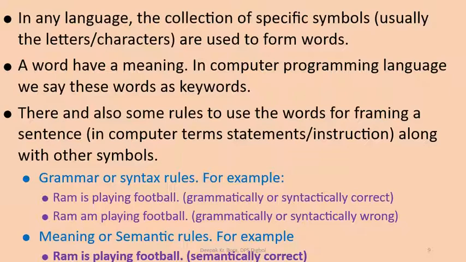Next rule is meaning, or the semantic rules. For example, Ram is playing football. This is semantically correct because it is conveying the correct meaning. Whereas if I write football is playing Ram, this is semantically wrong but grammatically correct. Why? Because it is not conveying the correct meaning, which is of course not possible.